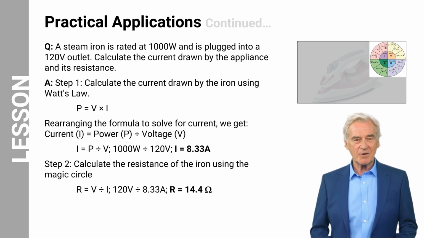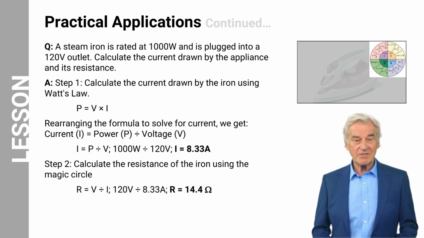To calculate the current drawn by a 1,000 watt steam iron plugged into a 120 volt outlet, we can use Watt's law, which states that power equals voltage times current. By rearranging the formula to solve for current, we get current equals power divided by voltage. Plugging in the given values, we find that the iron draws a current of approximately 8.33 amperes.